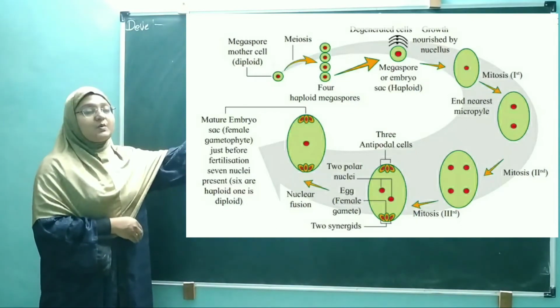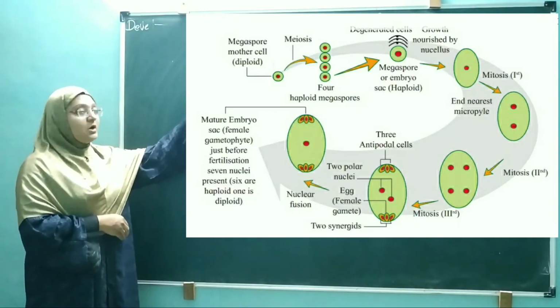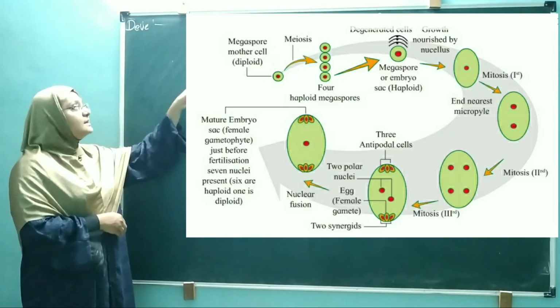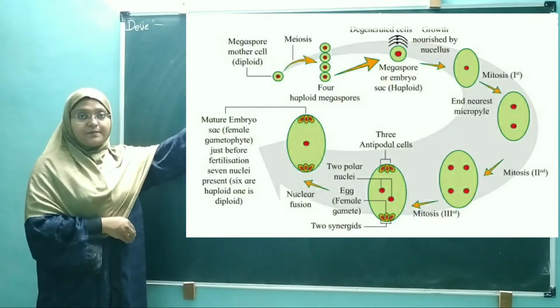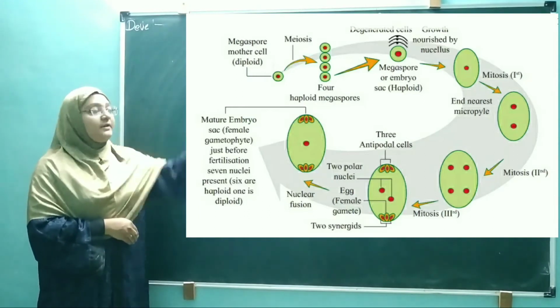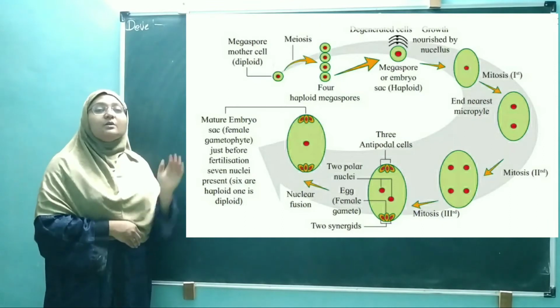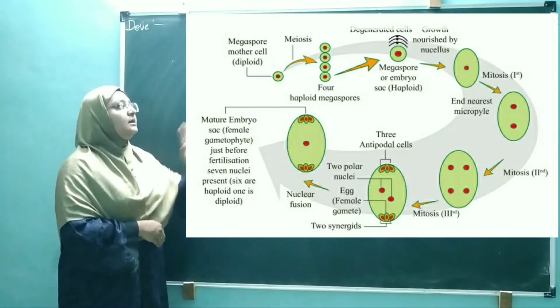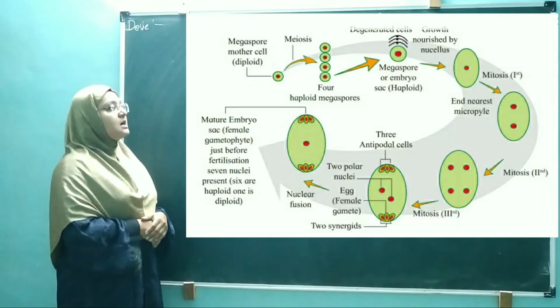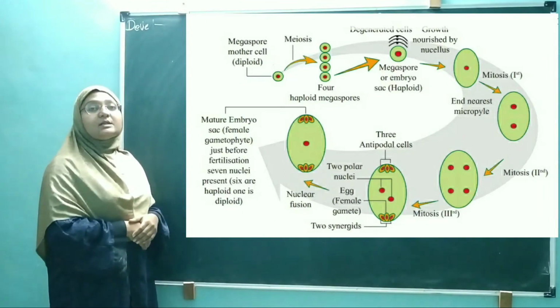Because these megaspores are developed by meiosis, and we observe that from meiosis, from one cell, 4 haploid cells are formed. So these megaspores are haploid in nature, and the functional megaspore will be haploid in nature. So the embryo sac, that is the functional megaspore, is haploid in nature.